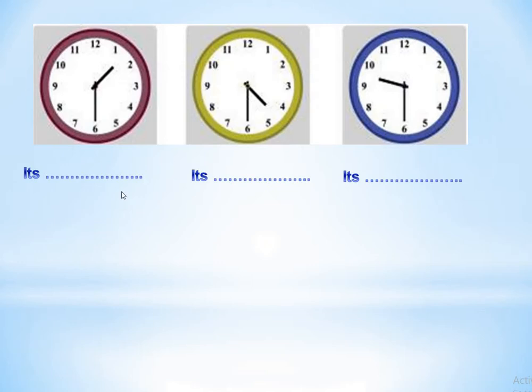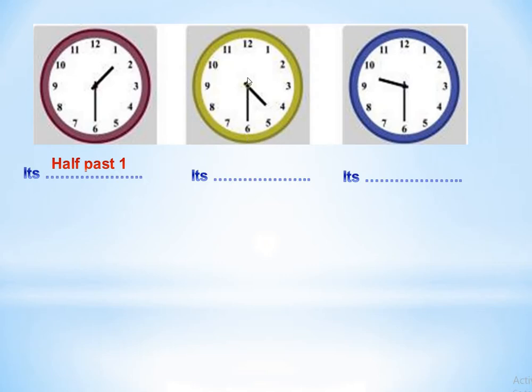Clock by words. First we see the longhand or shorthand? Yes, first we see the longhand. The longhand stands on number 6. When it stands on number 6, it's called quarter or half? Yes, it's half. Half what? Half past. Half past what? The shorthand tell me. Half past 1. It's half past 1.